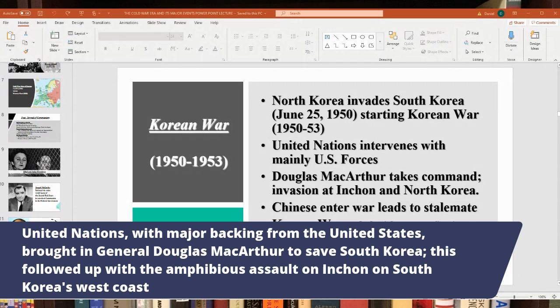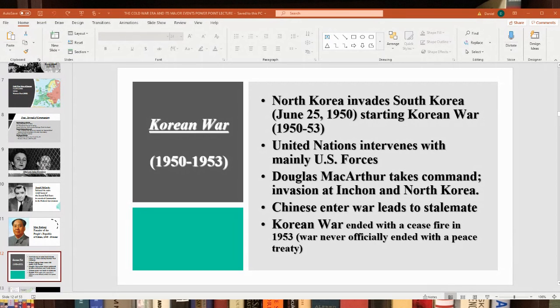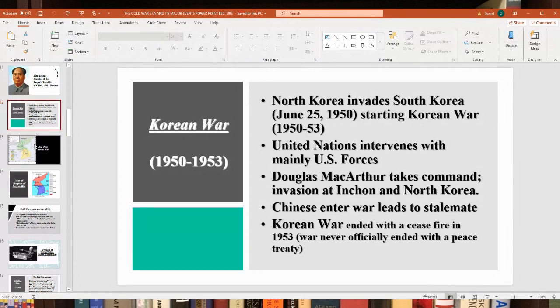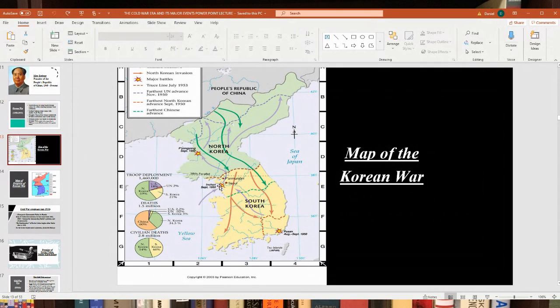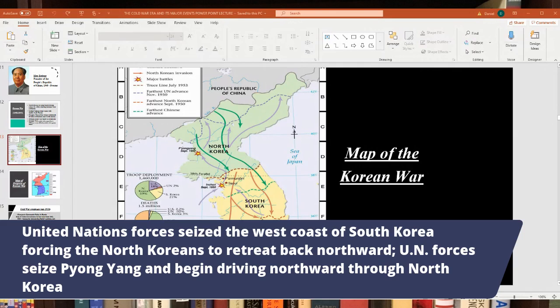He decided to come up with a military plan to save South Korea. He decided to make an amphibious assault on Incheon, which I'll show you on a map. It's on the west coast, right here. Using the U.S. Navy and all that, they would attack here on the west coast of South Korea, and then drive the North Koreans back into North Korea. And of course, it worked. It was very successful.